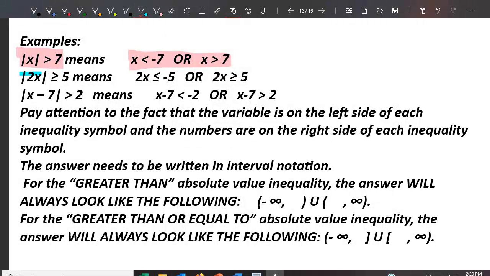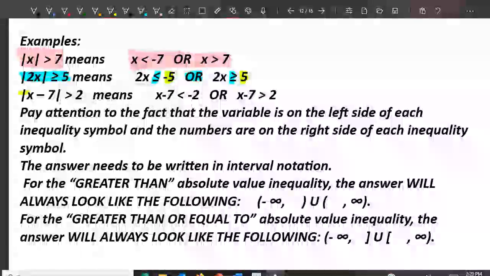Look at this one. I'll put the word or. I put a less than or equal to on the left, greater than or equal to on the right. I put a negative 5 on the left, positive 5 on the right. And then the only other thing we have is the 2x. So the 2x goes to the left of the inequality symbols.